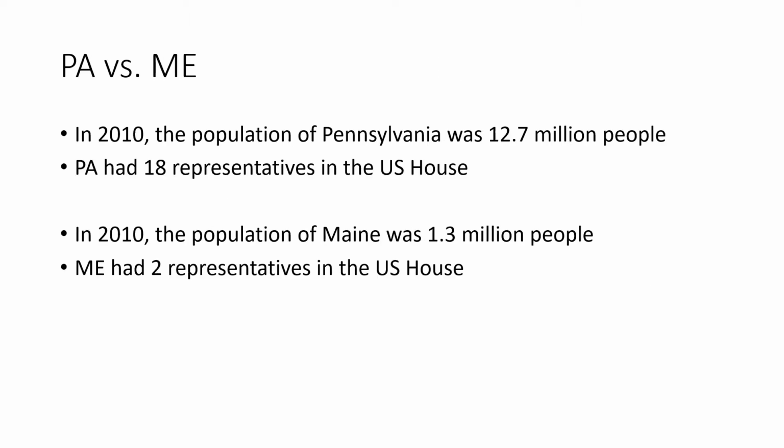each state. So for example, in 2010, the population of Pennsylvania was 12.7 million people, and it was calculated that Pennsylvania would get 18 representatives in the US House. And in that same year, the population of the state of Maine was 1.3 million people, and Maine had 2 representatives in the US House.